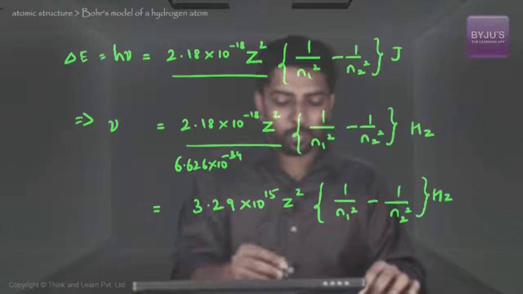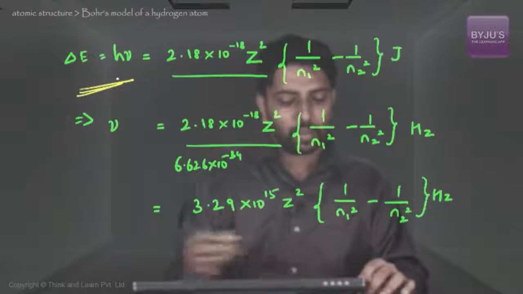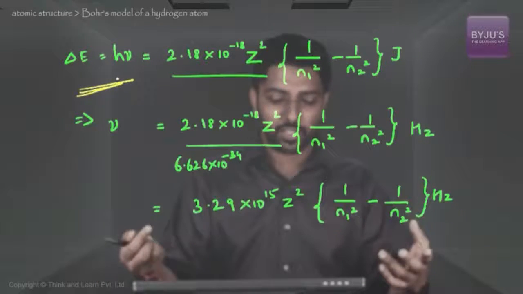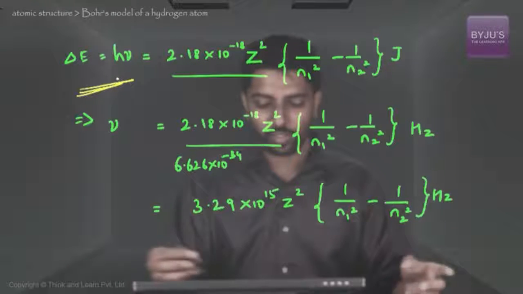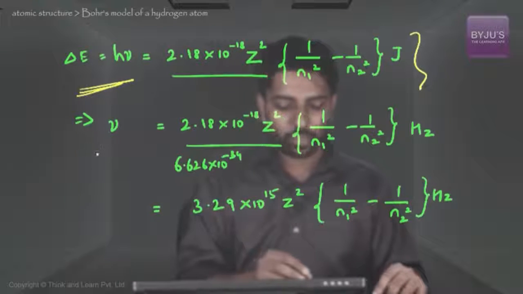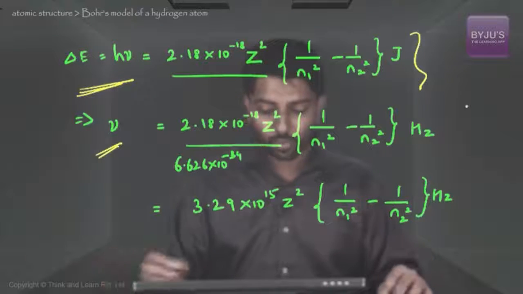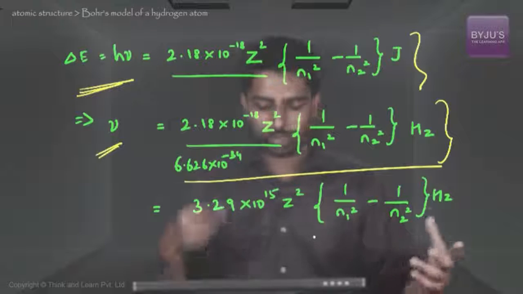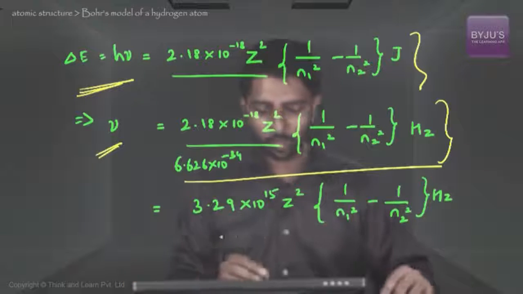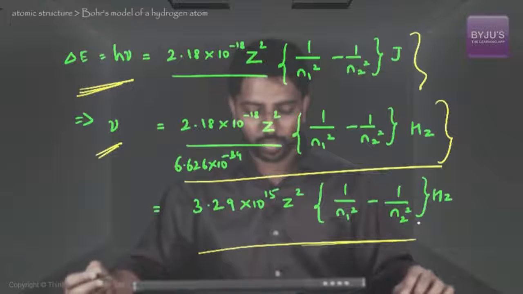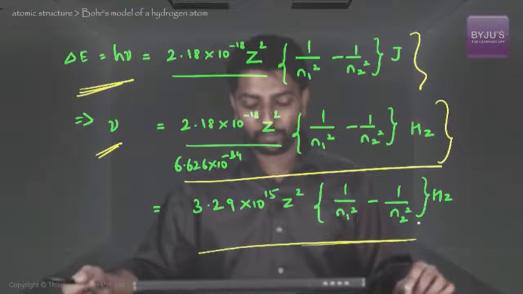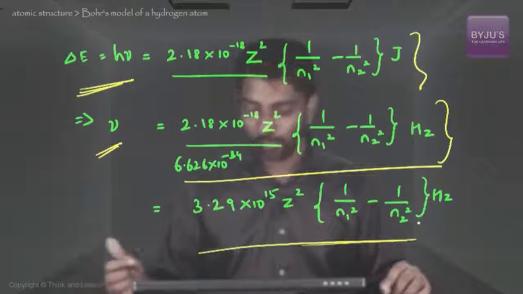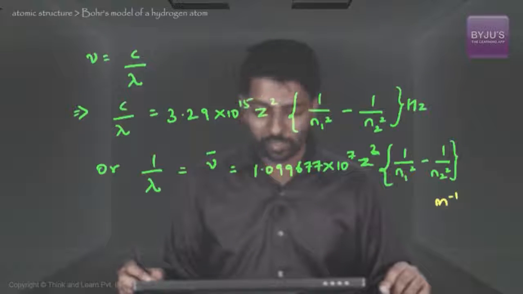But del E from Planck's equation is equal to h nu of the photon. See, when it is making the transition, it is going to either absorb or emit a radiation, right? And that is going to have h nu as its energy. So this is the energy, and we can actually find out the value for nu. It's a very complicated seeming formula, but when we plug in the values, it whittles down to 3.29 into 10 power 15 Z squared hertz, multiplied by 1 by n1 squared minus 1 by n2 squared. So that is the formula for the frequency.